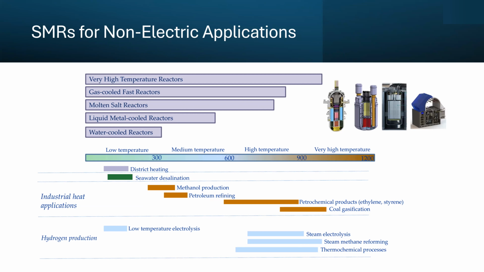So, small modular reactors for non-electric applications. The ones we consider, the pressurized water reactors and the boiling water reactors, are called water-cooled reactors. They usually give you low temperature, and this low temperature can be used in applications such as district heating in Europe. We don't need district heating. However, we need seawater desalination, which uses almost 80 to 150 degrees. So this is a perfect fit: small modular reactors with water-cooled technology.